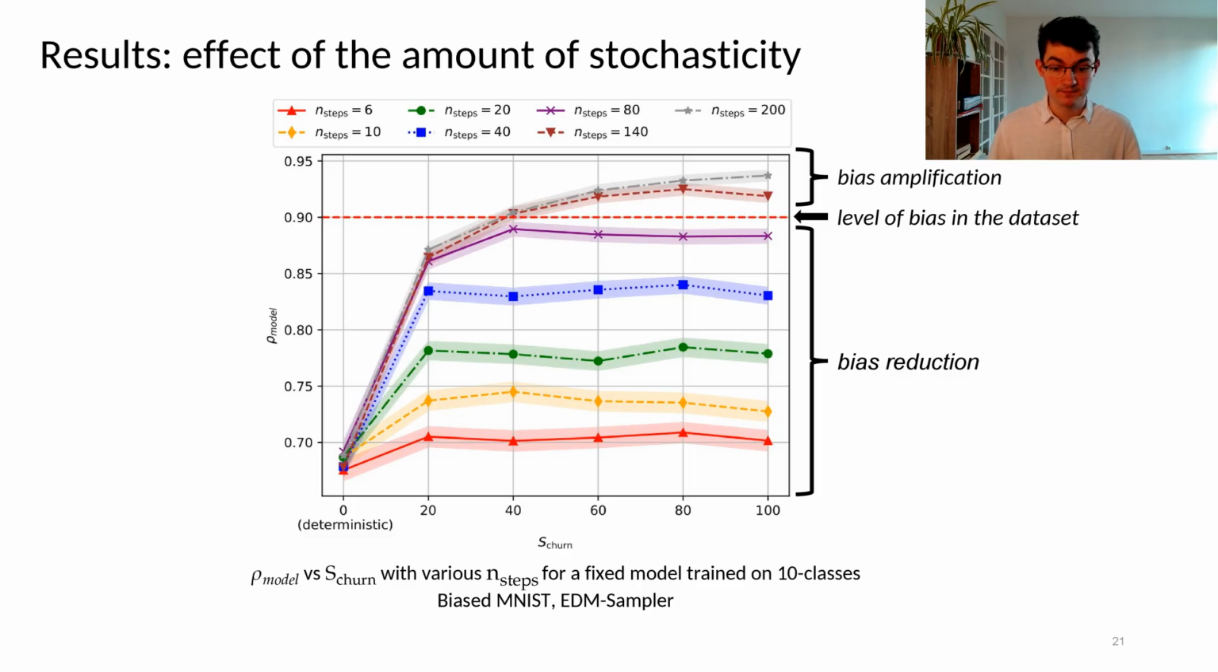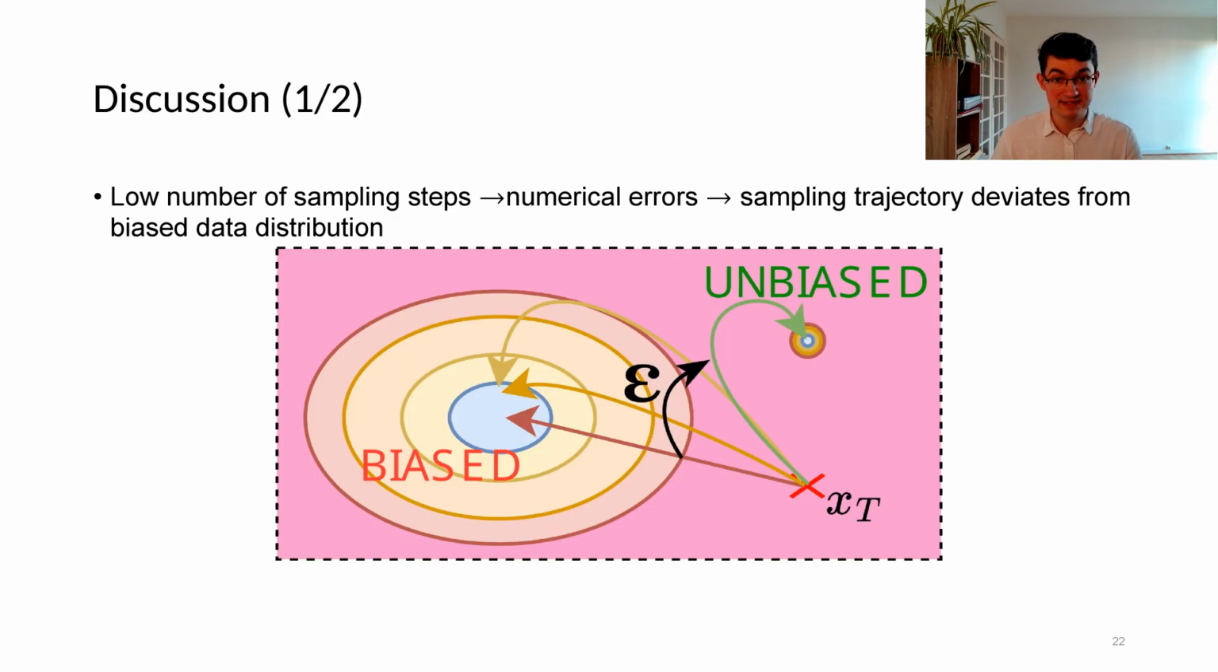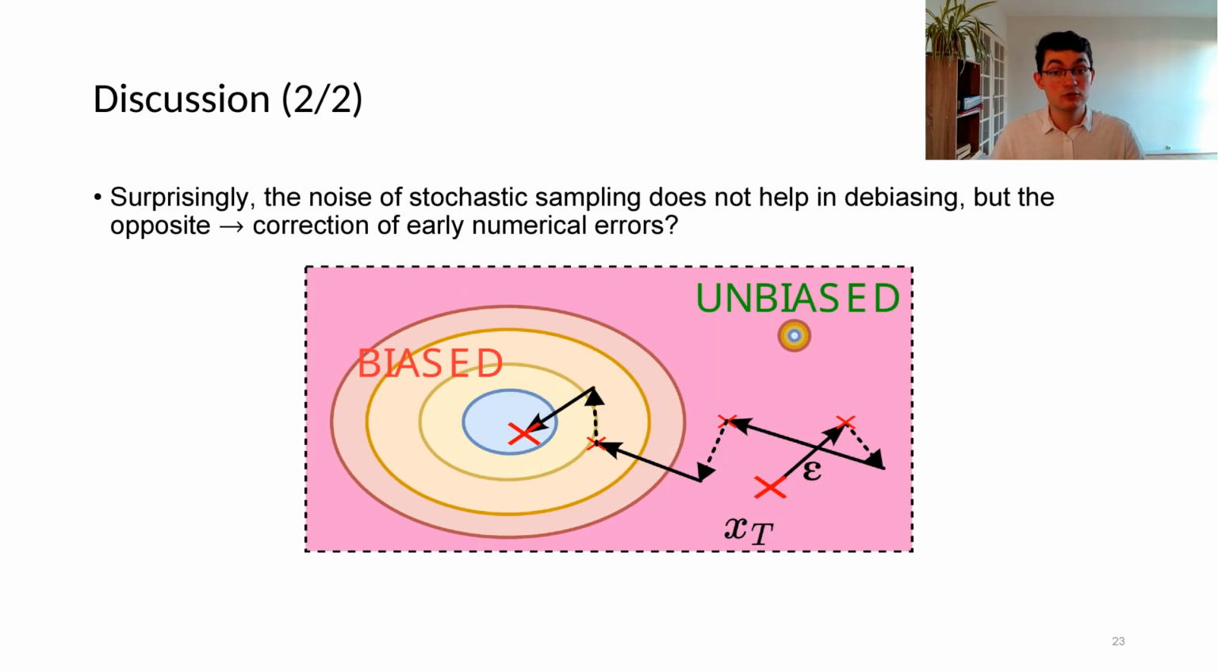We found that a low number of sampling steps correlates with a lower level of bias. Our hypothesis is that numerical errors lead the sampling trajectories away from the bias-aligned modes, effectively leading to a reduction of bias. Contrary to what we expected, increasing the stochastic sampling noise leads to an increase in the level of bias. One explanation is that noise effectively corrects for numerical errors by allowing the stochastic sampling process to jump between paths, guiding trajectories towards bias-aligned areas of the image space.